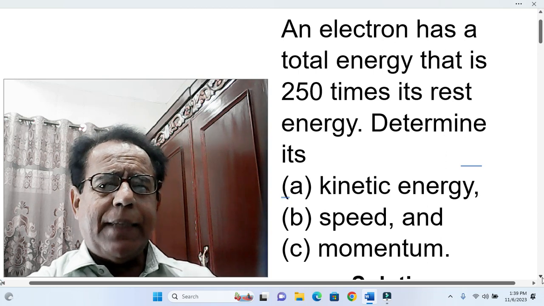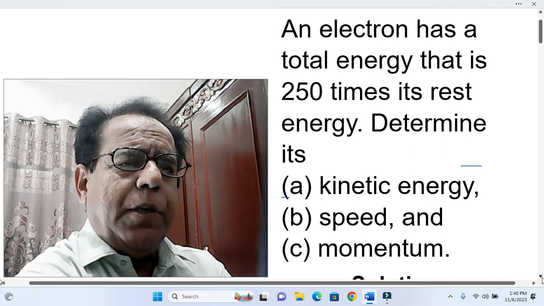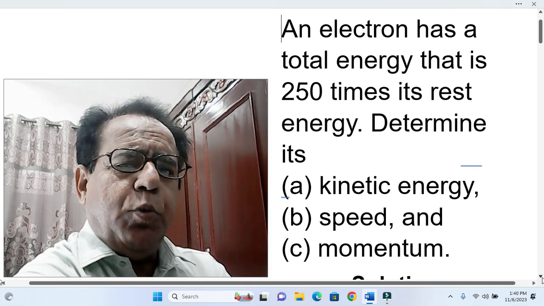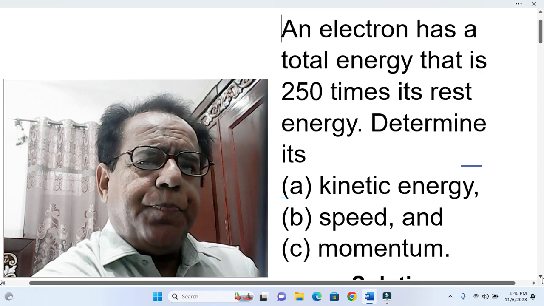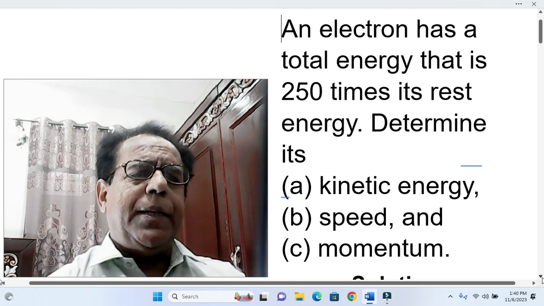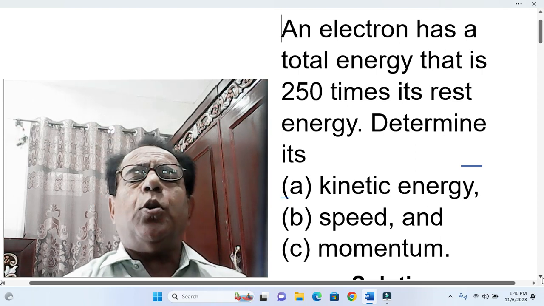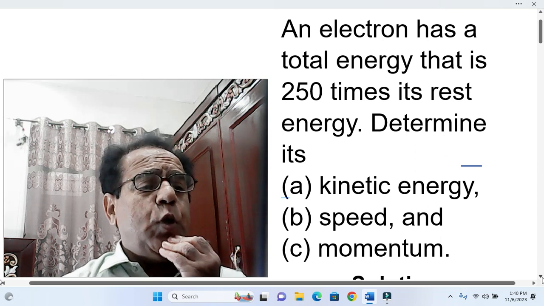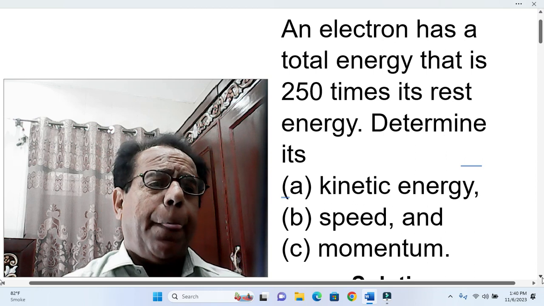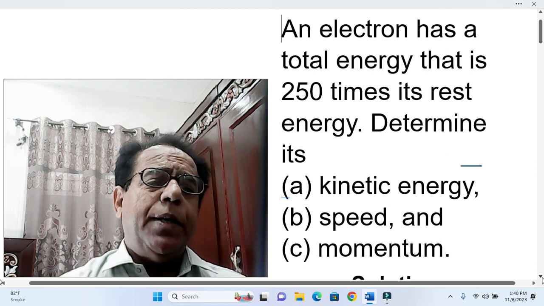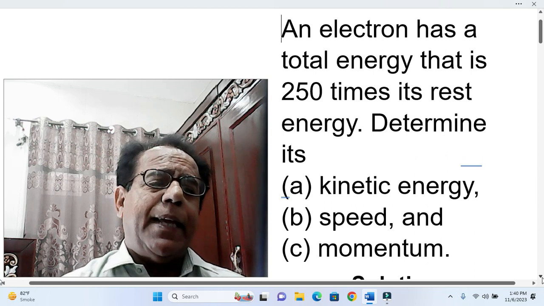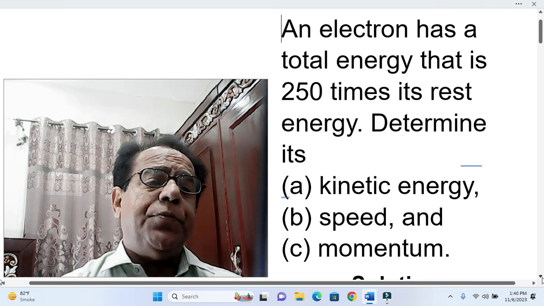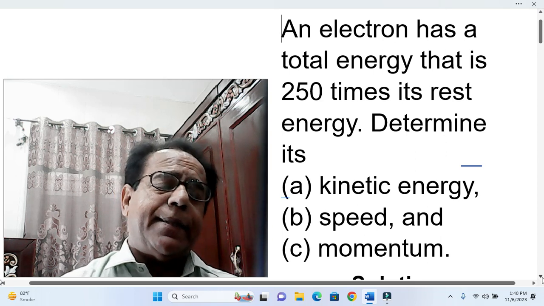This is our next problem, chosen from the same book, Modern Physics by Stephen T. Thornton and Andrew Rex. As usual, we first complete the statement. An electron has a total energy that is 250 times its rest energy.